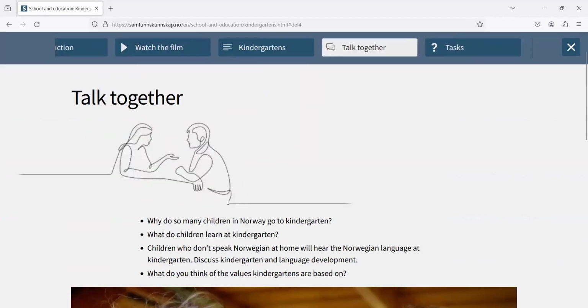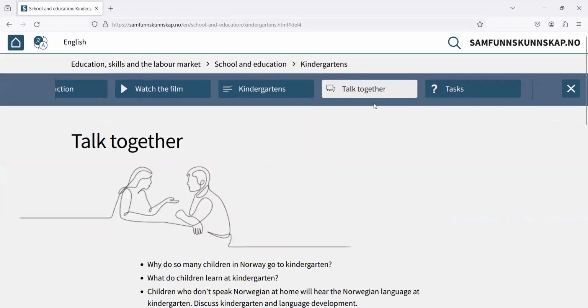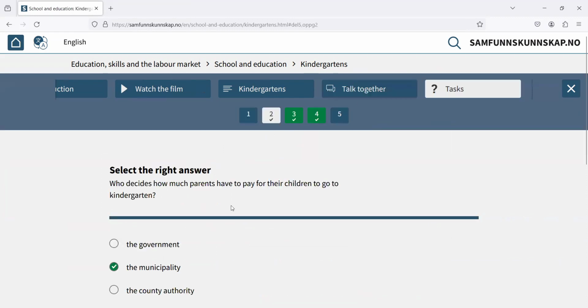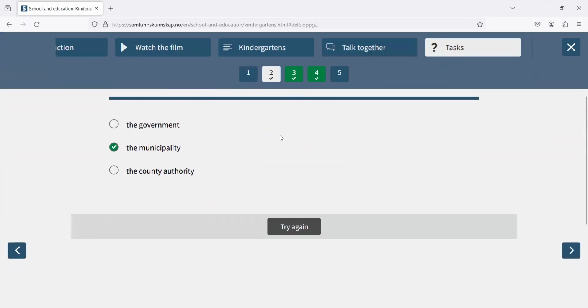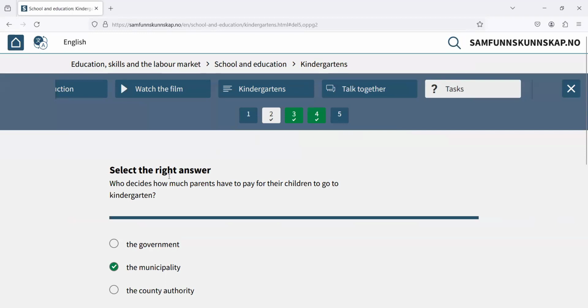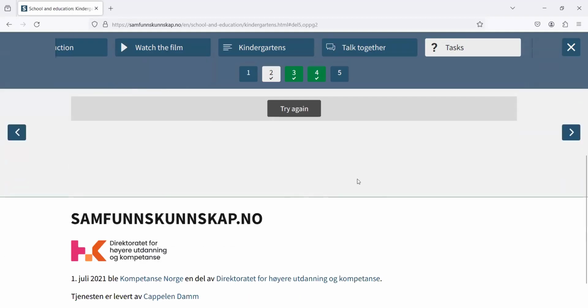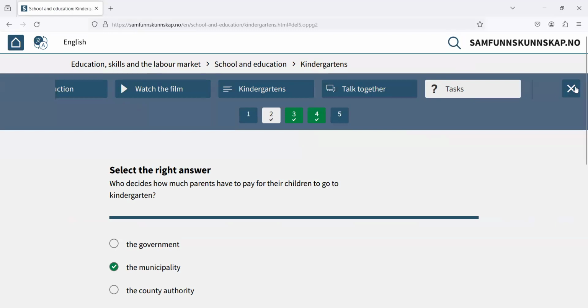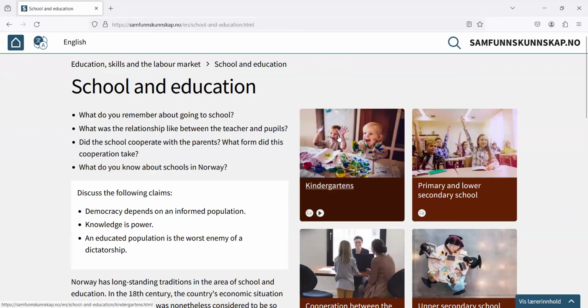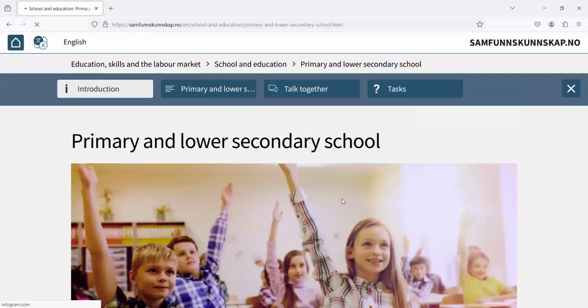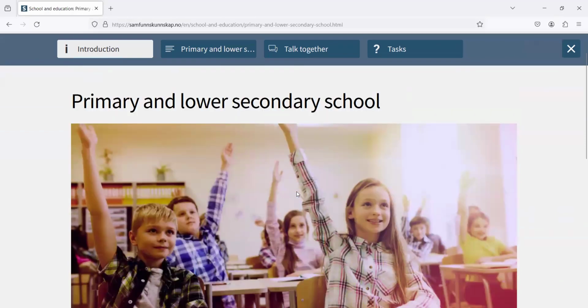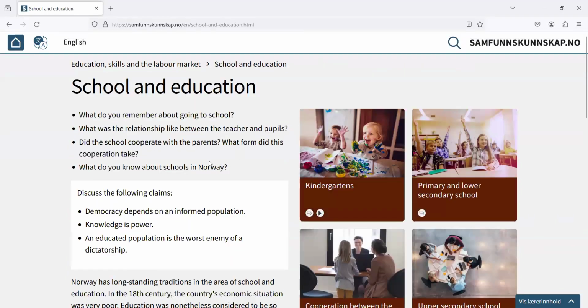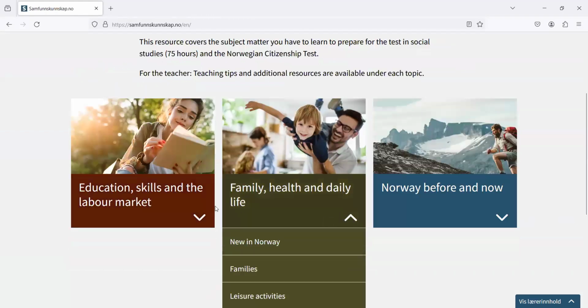After that, there is a practice exercise. There's no need to read that, but if you have time, you can take this task and just practice the exercise. In this way, you will complete one topic. Then you will move forward to the next. This is complete information about education, school, and the education system. In this way, you will prepare.